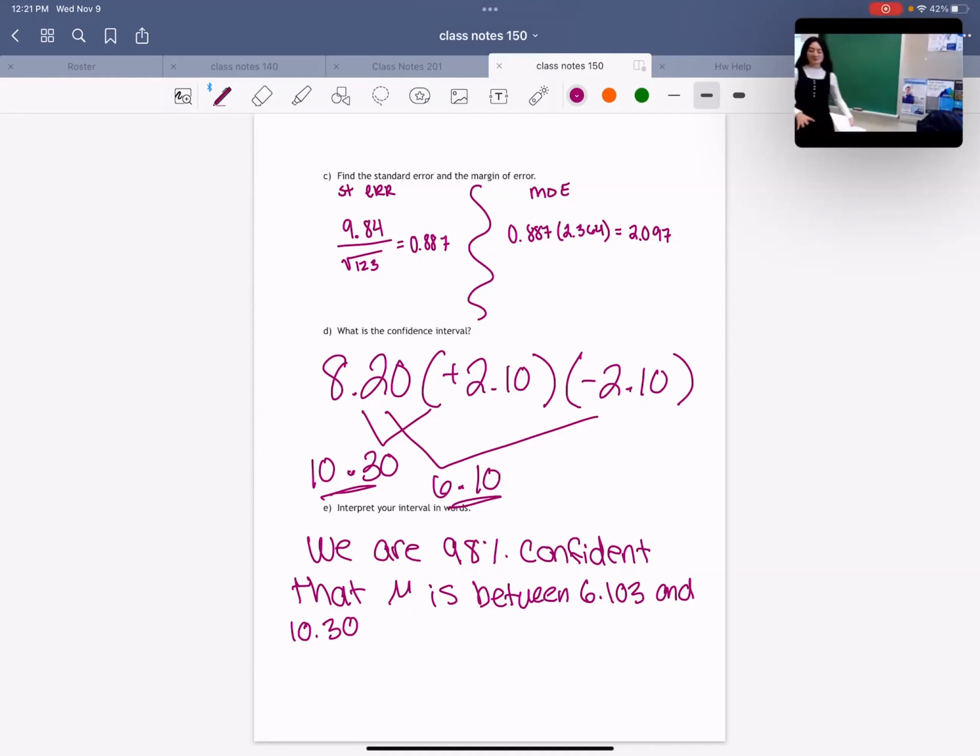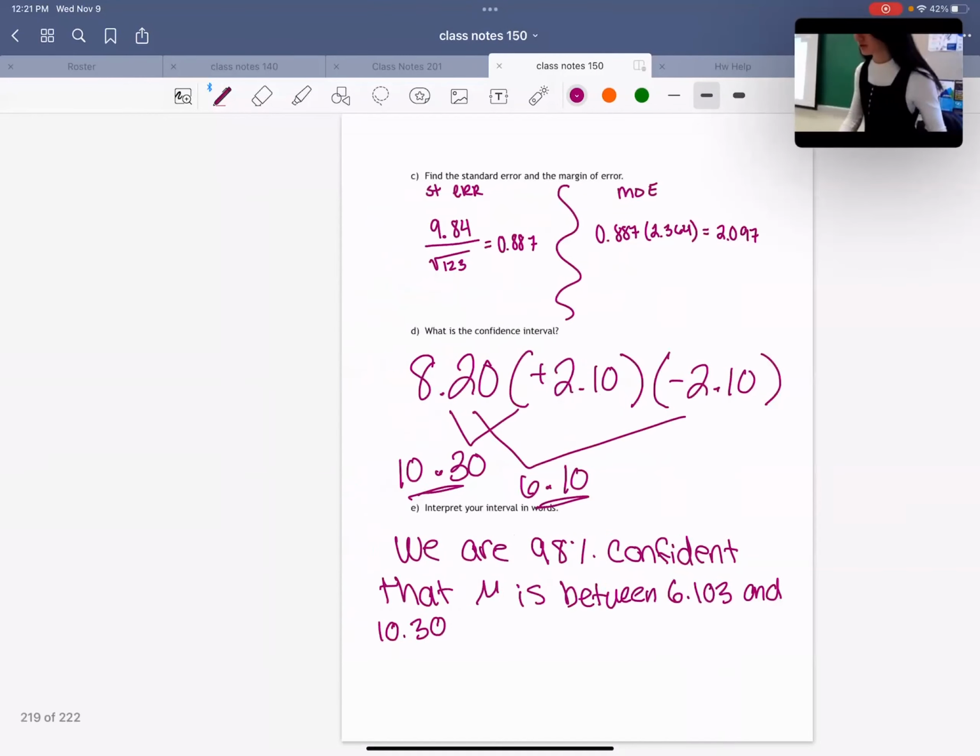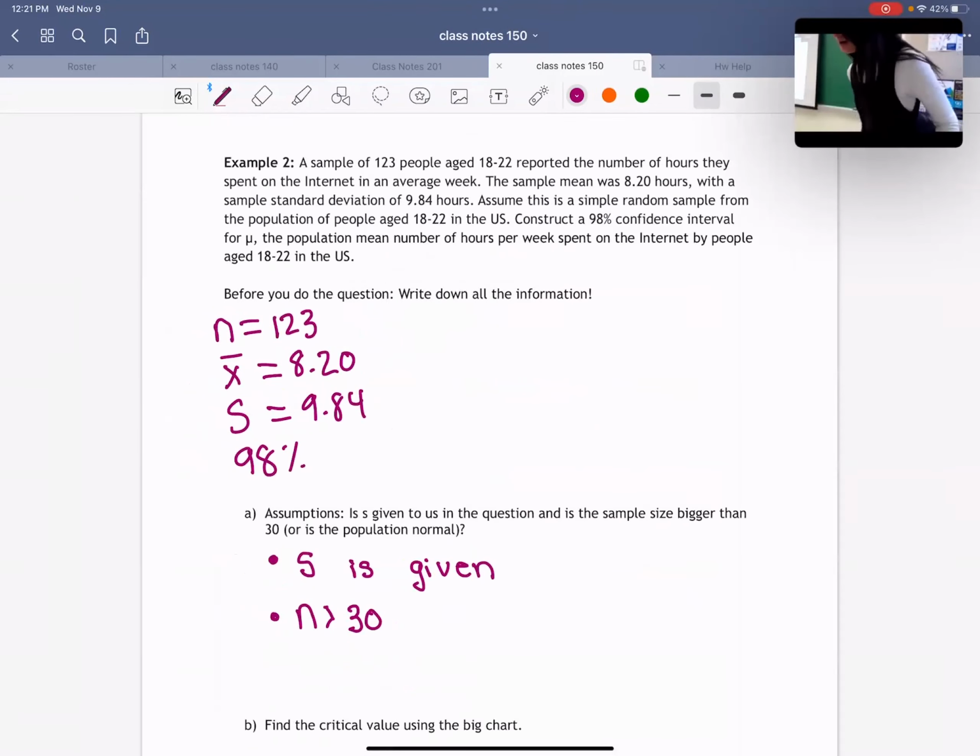All right, let's come up to the front here and just go over this real quick. So here we had a bunch of people and they reported the amount of time they spent on the internet in an average week. Now, if you've never looked at your screen time on your phone, just don't do it because it's kind of scary. My screen time is definitely not like 9.84 per week. I think it's a little bit more than that. But maybe that's just me.